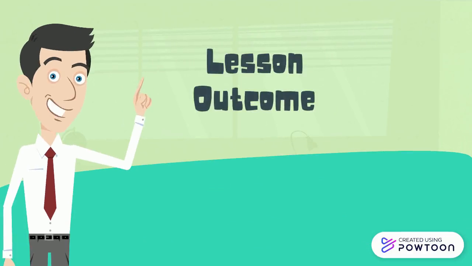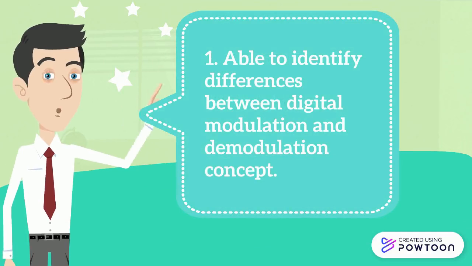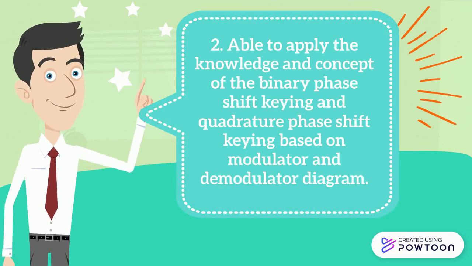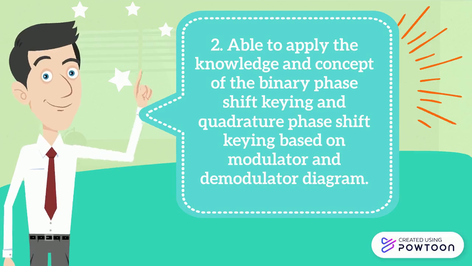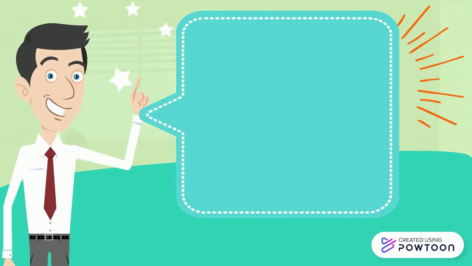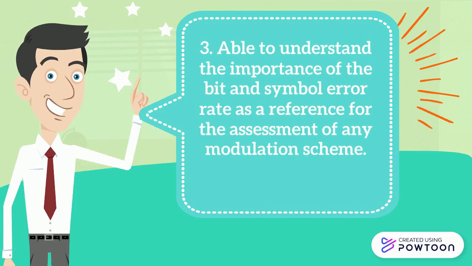For lesson outcome, first, able to identify differences between digital modulation and demodulation concept. Second, able to apply the knowledge and concept of the binary phase shift keying and quadrature phase shift keying based on modulator and demodulator diagram. Third, able to understand the importance of the bit and symbol array.